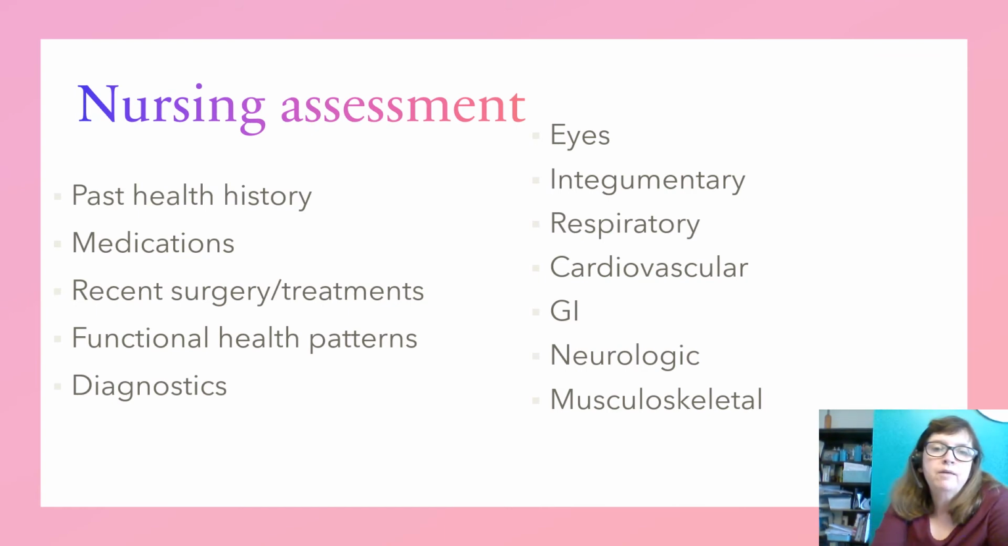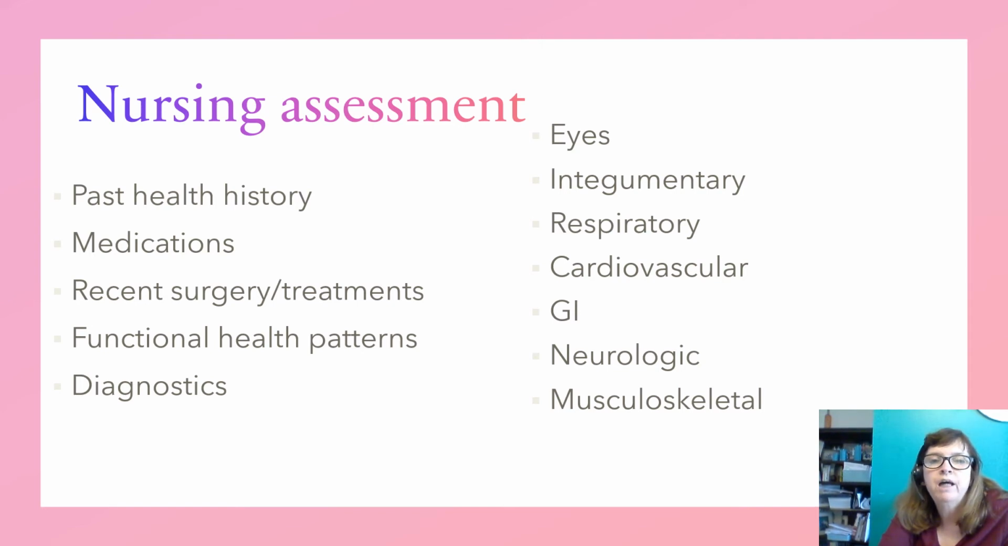Nursing assessment is going to include past health history, including whether they've had a lot of viral infections, trauma, other infections, stress, pregnancy, chronic pancreatitis, Cushing's syndrome, acromegaly, or a family history of diabetes. We need to know their medications. Are they on insulin? Are they on oral anti-diabetic medications? Are they on any steroids, any diuretics? Are they on phenytoin for seizures? Have they had recent surgery or other treatments?